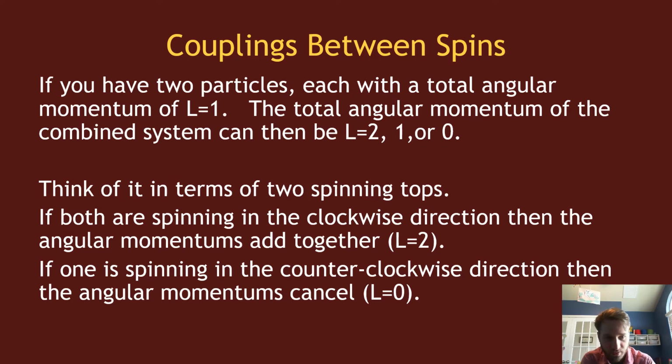How this works is, if I have two particles, say two nuclei, and each nucleus has a spin quantum number of 1, so instead of L I could say I equals 1, then I have two nuclei each with a spin angular momentum of 1. The total angular momentum is going to be either 2, 1, or 0.